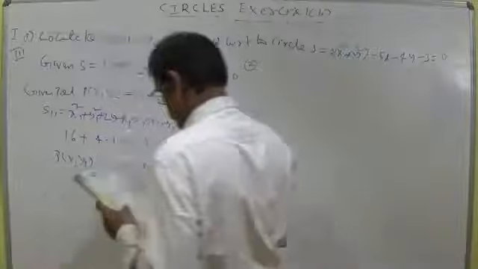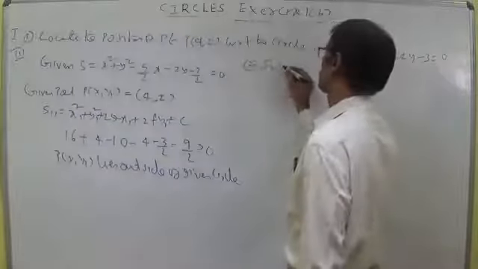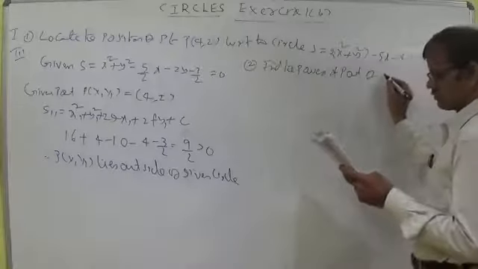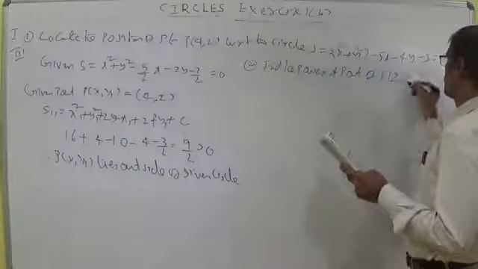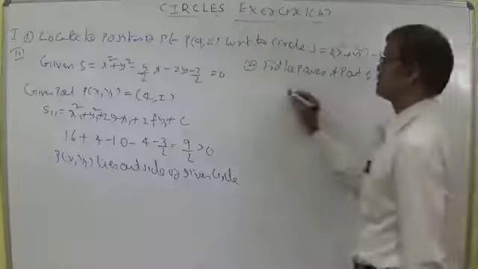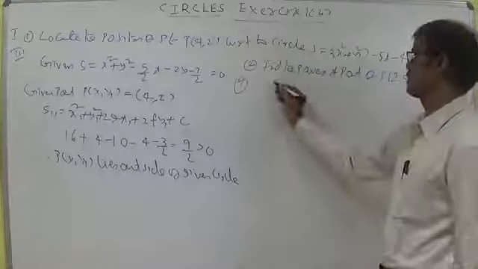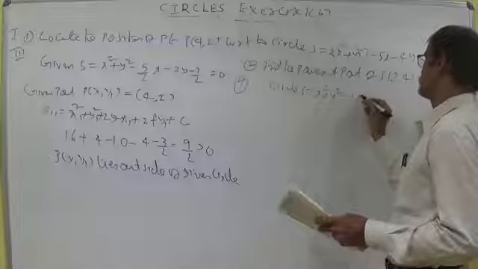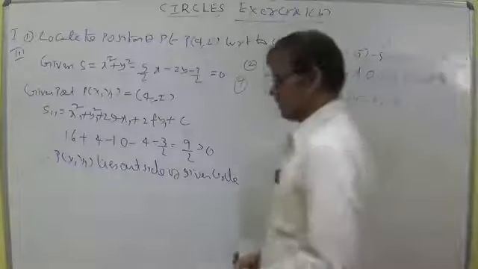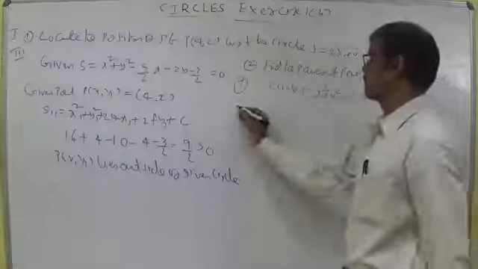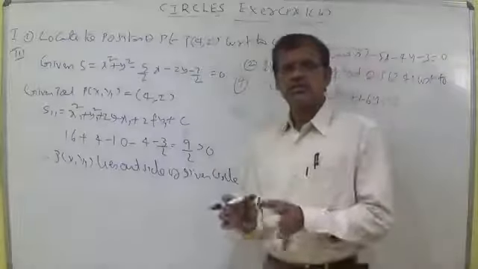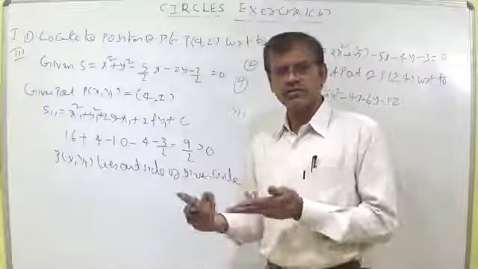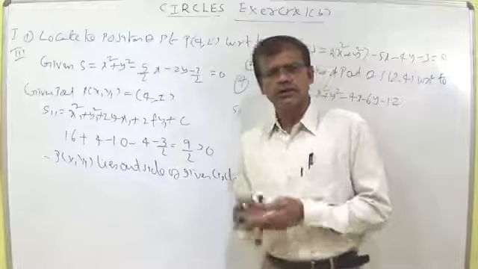Next, power is asked. Find the power of point P(2, 4) with respect to the circle. This is the fourth one. The circle is given as x square plus y square minus 4x minus 6y minus 12. Simply substitute the point in S11. There is no question of representing greater than or less than. Whatever value you get, if you get minus 3, simply write negative. If you get 0, you write null or 0. If you get positive 5 or 6, positive. Power is positive or negative or 0. Now you write the value, that's all.